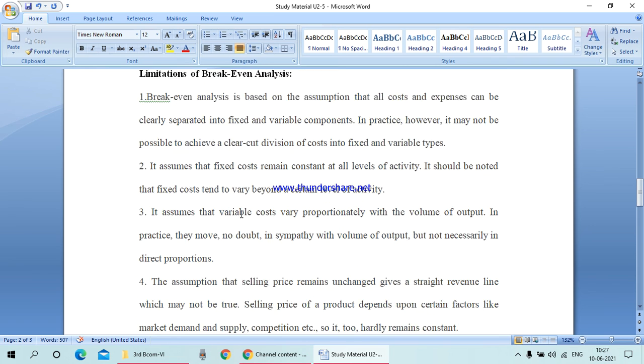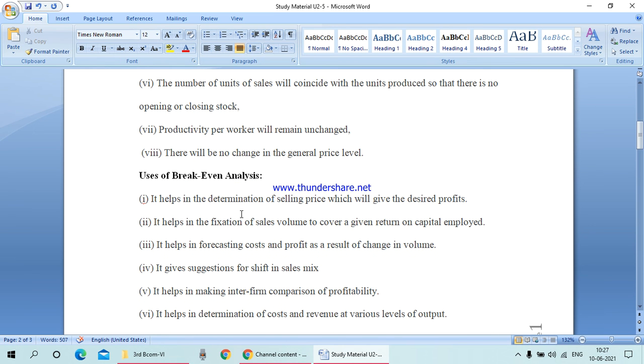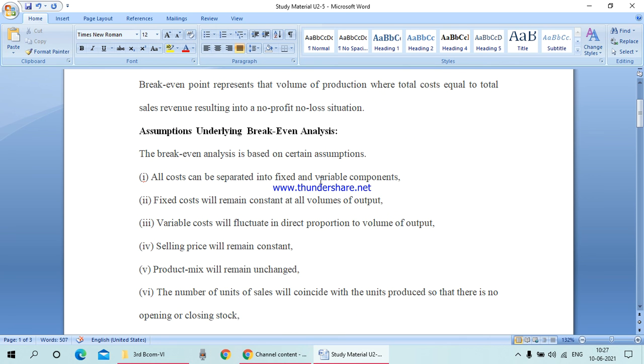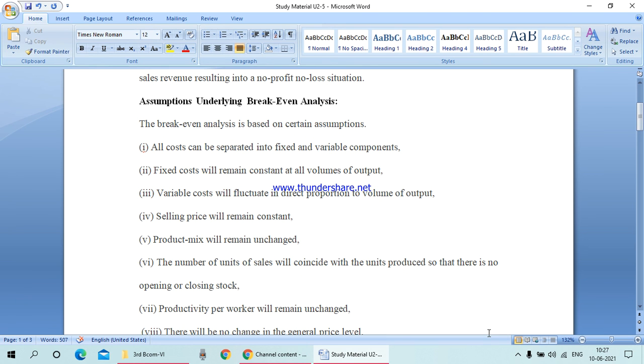So far we have studied the uses of break-even analysis, the assumptions of break-even analysis, the advantages of break-even analysis, and the limitations of break-even analysis. That is all about the unit, that is session number 5.